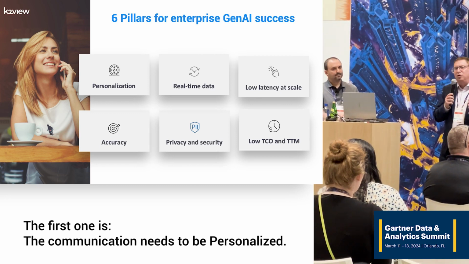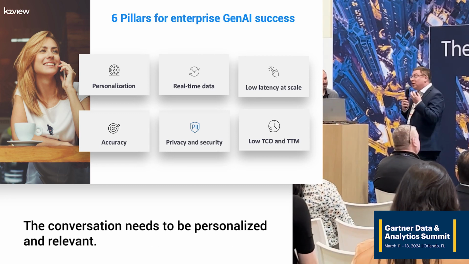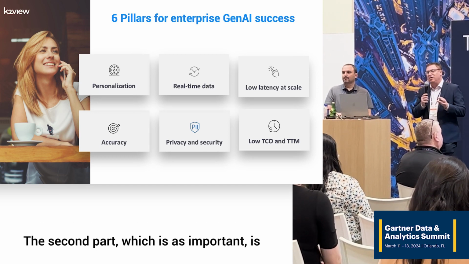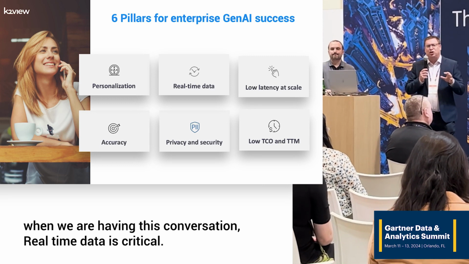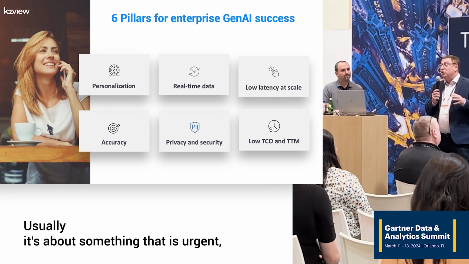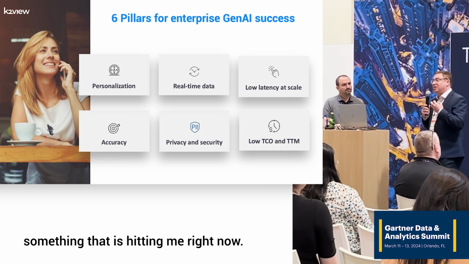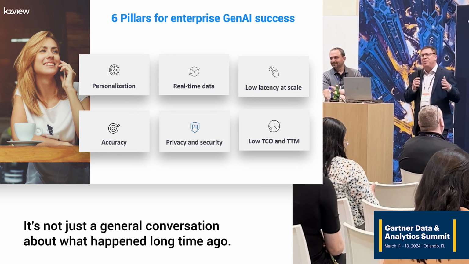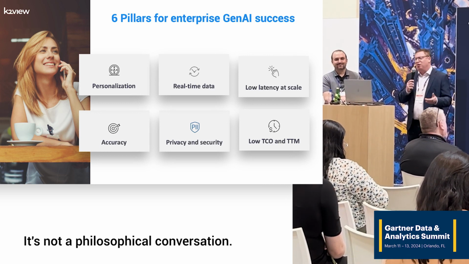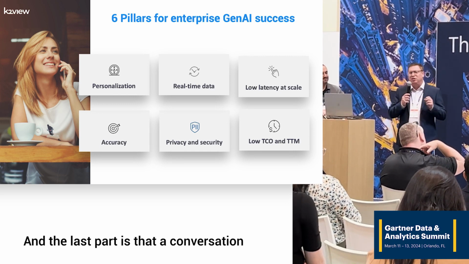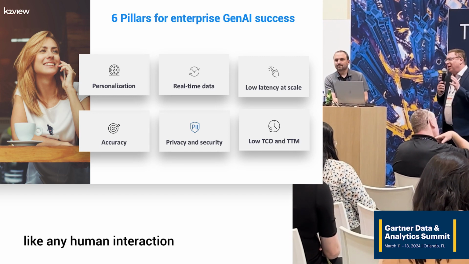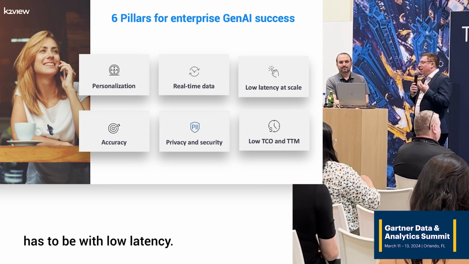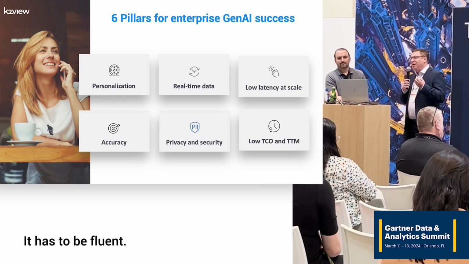The first one is that the communication needs to be personalized. The conversation needs to be personalized and relevant. The second part, which is as important, is that when we are having this conversation, real-time data is critical. Usually it's about something that is urgent, something that is hitting me right now. It's not just a general conversation about what happened a long time ago. It's not a philosophical conversation. And the last part is that a conversation, like a human interaction, has to be with low latency. It has to be fluent.